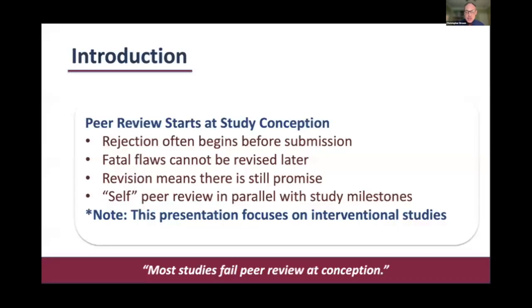The difficult truth is most manuscripts are not rejected when they are submitted. They are rejected when the study was designed or even when it was conceptualized. By the time peer review happens, the study is already complete, and that means that some flaws are fixable and some are not. Revision means that there's still a chance of acceptance, and rejection often means there is a flaw that cannot be repaired because the opportunity to fix it has already passed.